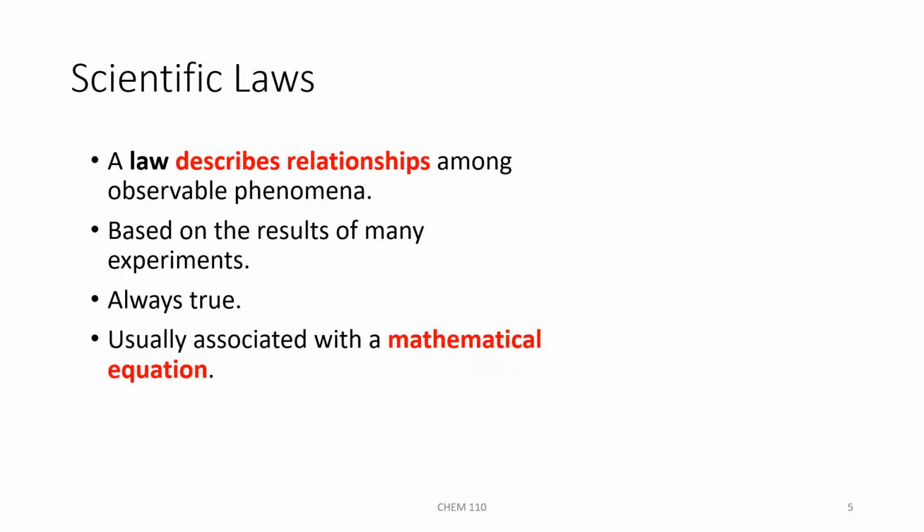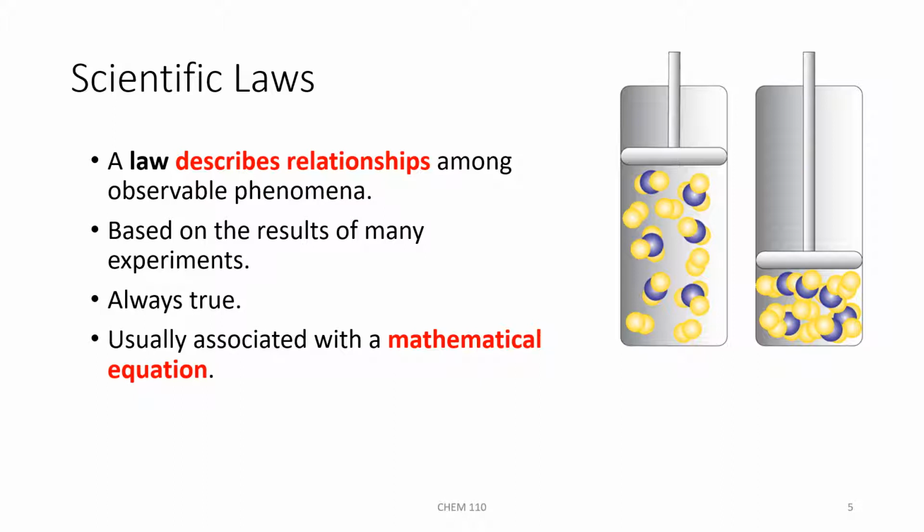So now let's compare and contrast scientific laws with that of scientific theories. A law is something that describes relationships among observable phenomena. They're based on the results of many experiments, and we know that they're always going to be true. When we see a law, we're going to want to associate that with a mathematical equation. So, for example, you may have heard about Boyle's law in a previous chemistry class. Boyle's law says that the pressure and the volume of a gas are inversely proportional to one another.